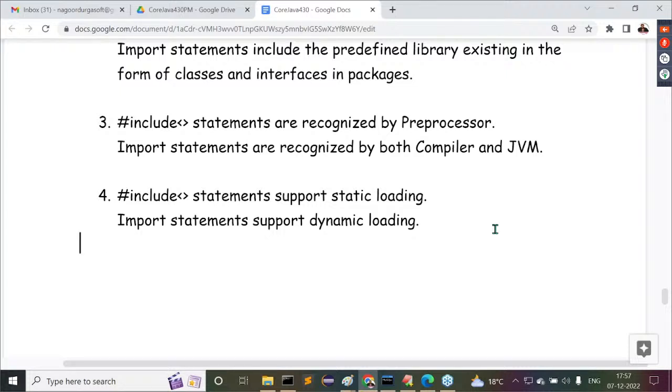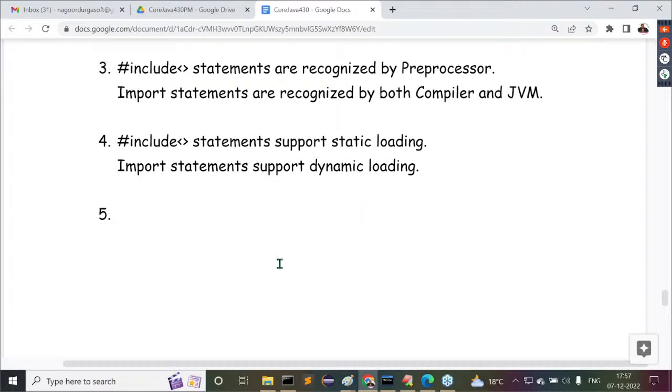Okay, fine. Next point here. Now I'm asking one more question. Is it possible to include more than one header file by using a single hash include statement? Is it possible to write like this: hash include stdio.h, conio.h, math.h? Is it possible? No. One header file, one hash include statement.